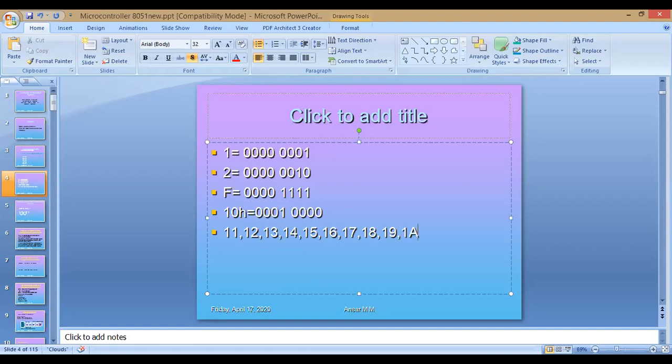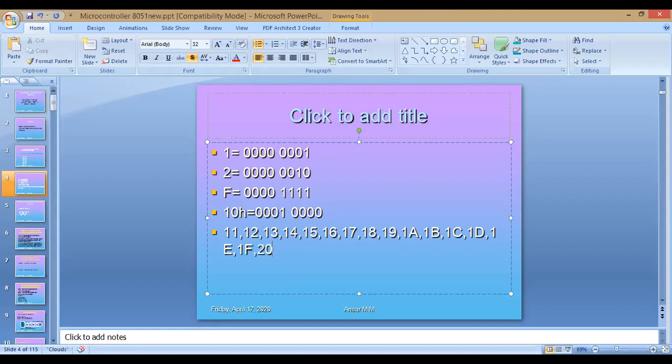1A, 1B, then 1C, then 1D, then 1E, then 1F, then the next number will be 20.